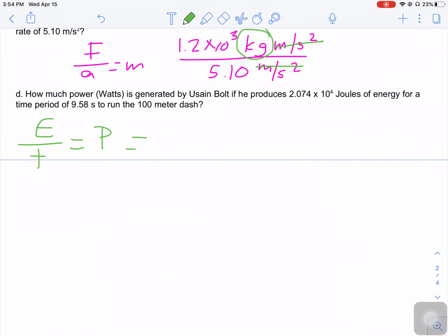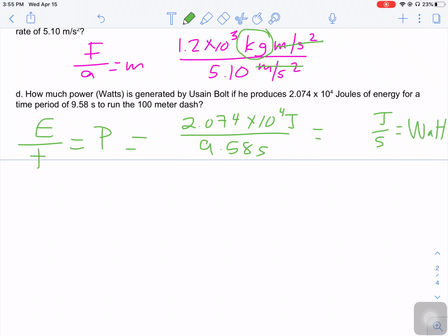Okay, then I'm going to take my energy, which is 2.074 times 10 to the 4 joules. And I'm going to divide that by my time, which is 9.58 seconds. And I'm going to get a number. Now, guys, what your answer is going to be is going to be in joule per second. And just so you know, a joule per second is a watt. So joules divided by seconds is joules per second, which is equivalent to a watt. I have 4 significant figures on top. I have 3 significant figures on bottom, so I can keep 3 sig figs in my final answer.